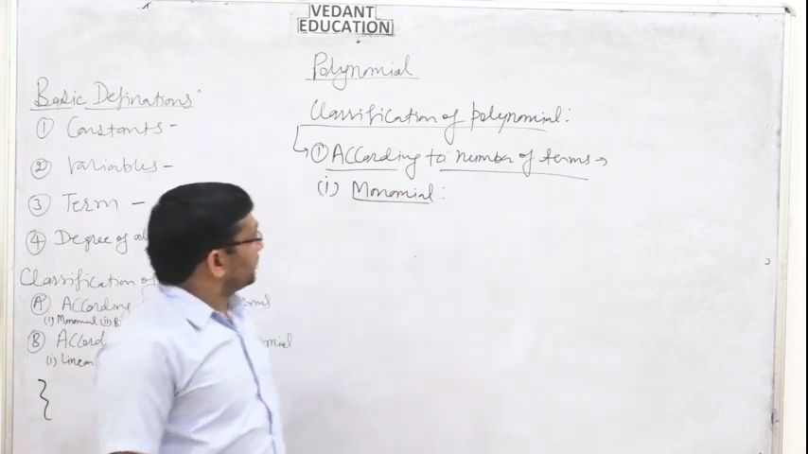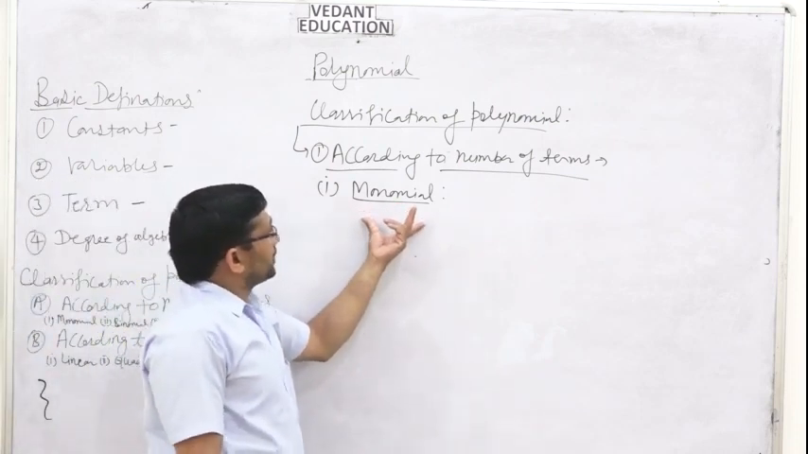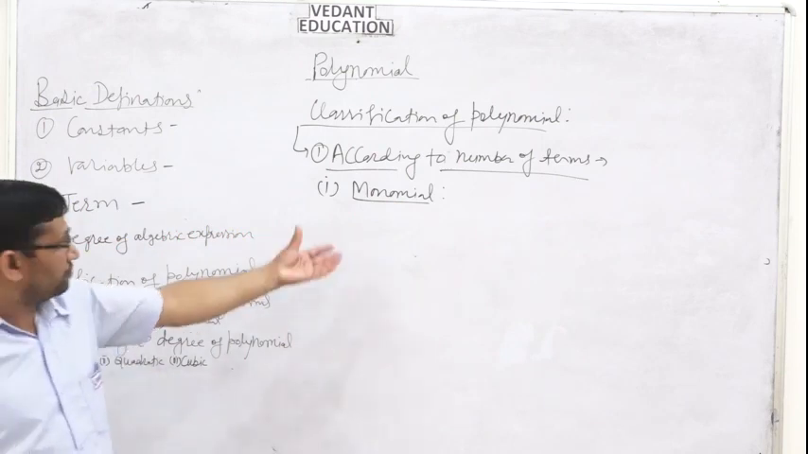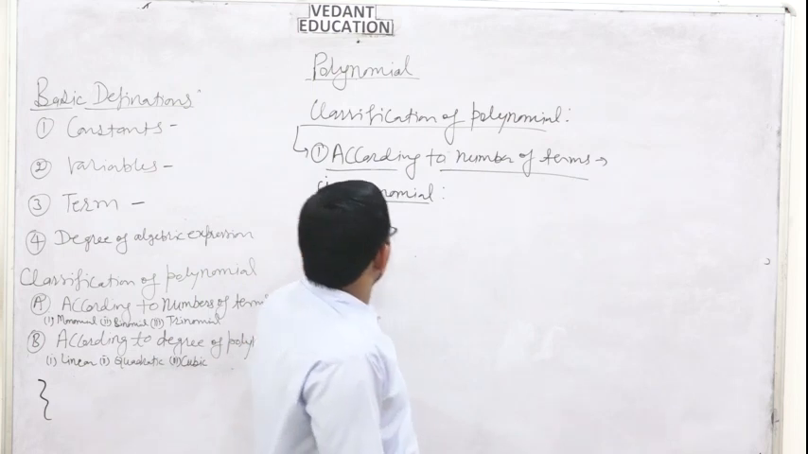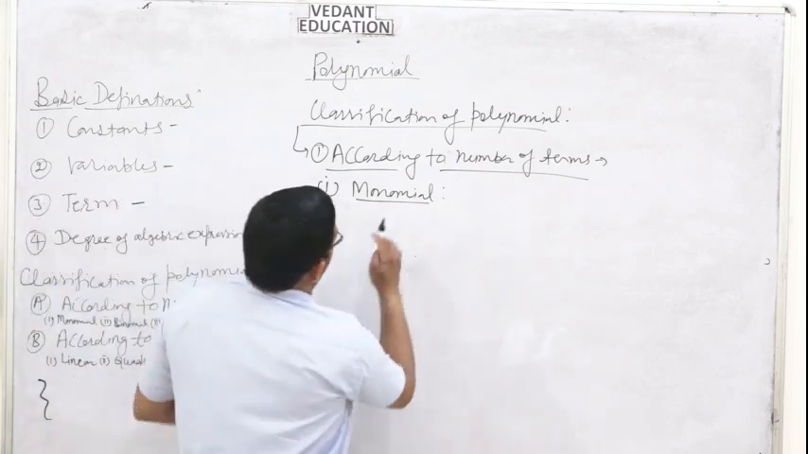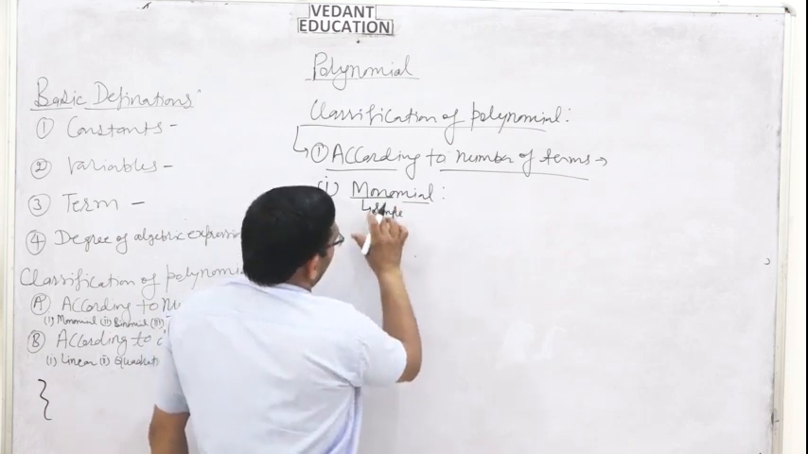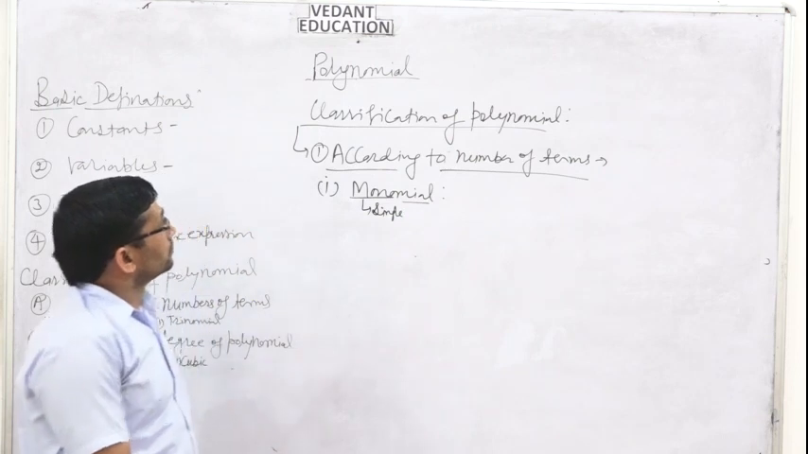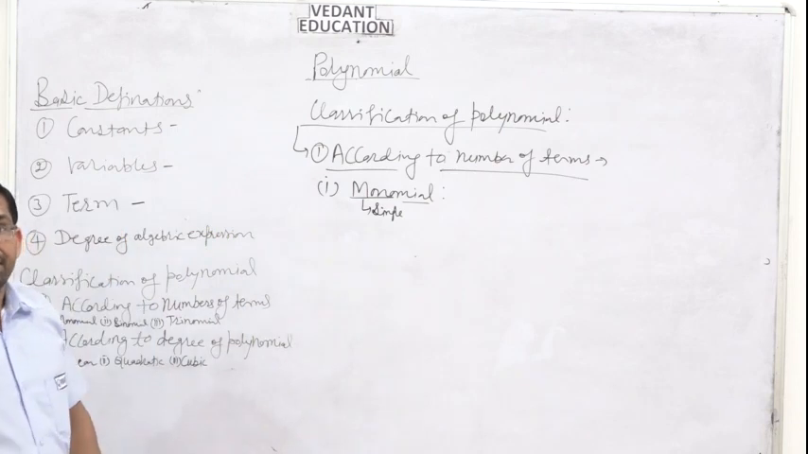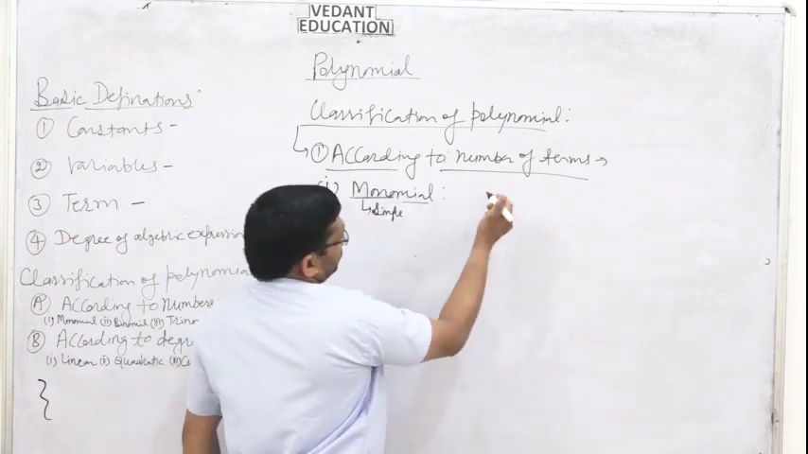According to the number of terms, suppose any algebraic expression, any polynomial, has only one term. Then that polynomial is known as a monomial. Mono means single term, one term. Mono means single and nomial means term. The polynomial which has only one term is known as a monomial.